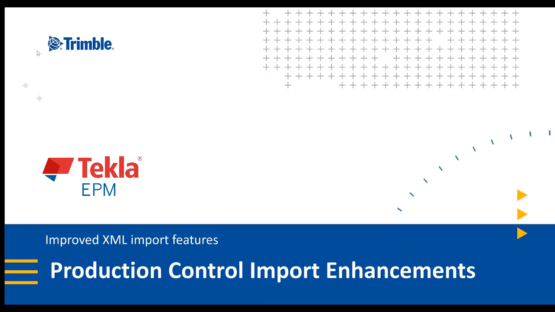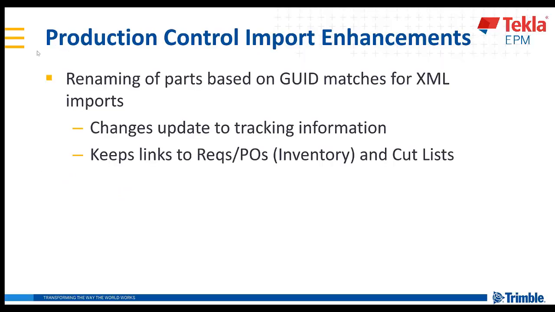So we're going to take a look at our production control import enhancements. On production control imports, we now support the renaming of parts based on GUID matches in that XML file. This allows us to track changes and update information. It allows us to keep our links to any purchase orders or requisitions that we might already have issued and any cut lists that we have. It also keeps that production tracking information. So there's no more going into the system and having to back out changes or revisions to your members.